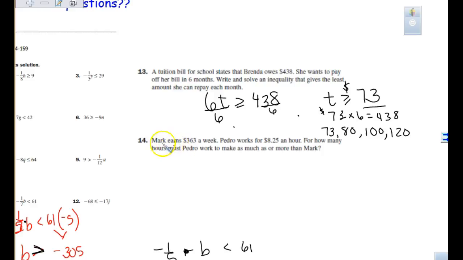In 14, if we look at it, Mark earns 363 a week, Pedro works for $8.25 an hour. How many hours must Pedro work to make as much as Mark? Now, this would be pretty easy to solve without even writing an inequality. And if we're going to write our equation or inequality, what would our inequality be, Callie? 363 is less than or equal to 8.25 times x.